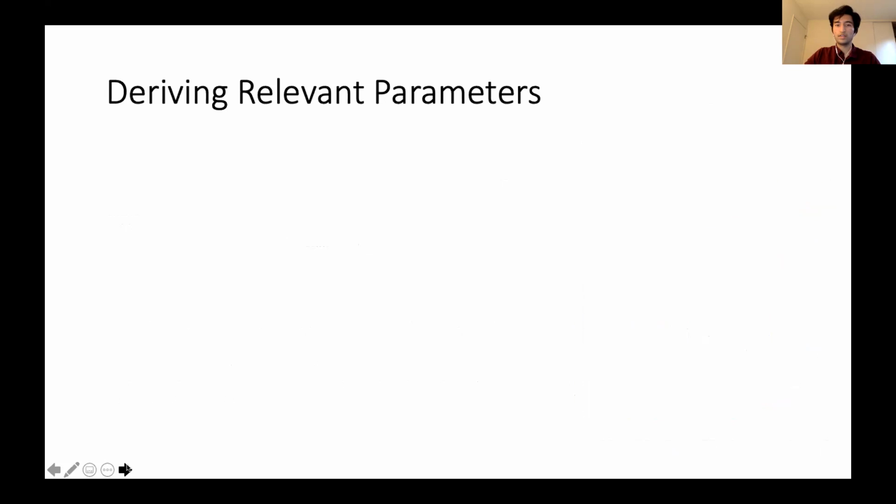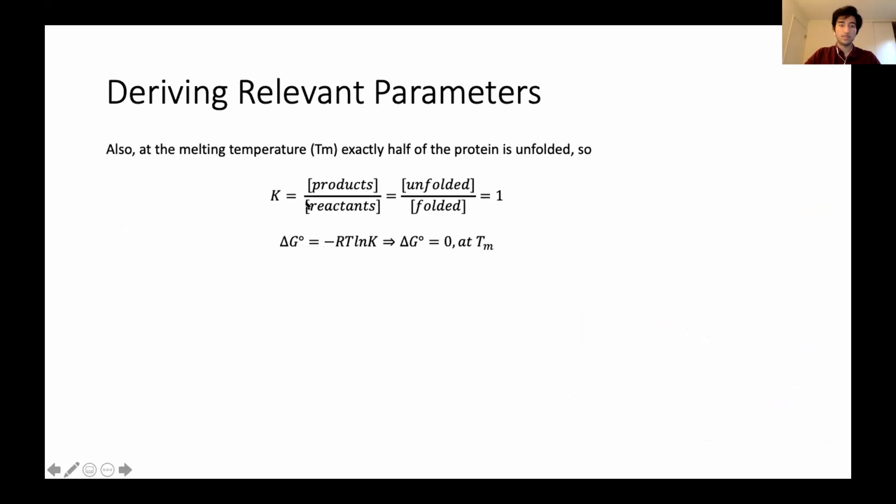And if we continue with this, what we also know is that if we look at the equilibrium constant at this specific temperature, this is going to be exactly equal to 1, because the equilibrium process that we're looking at in this case is the protein going from a folded state to an unfolded state. And so at the melting temperature, exactly half of the protein is unfolded. So basically it's a 1-to-1 ratio, which allows us to say that delta G standard is equal to 0 at this very specific temperature. And that's a pretty important caveat: this is only true at this particular temperature.